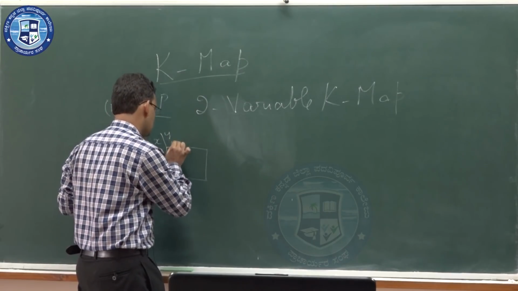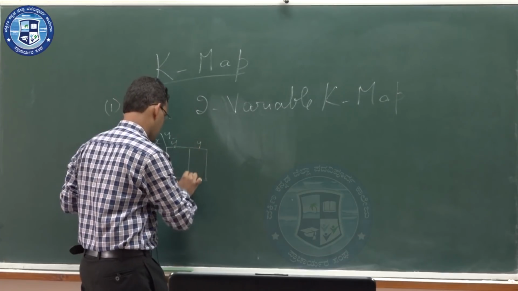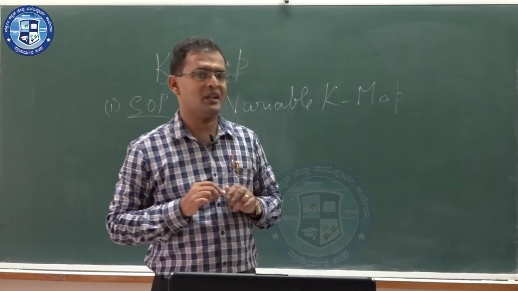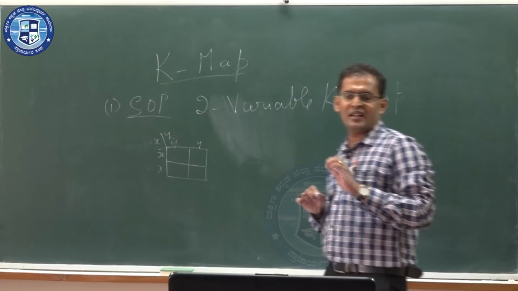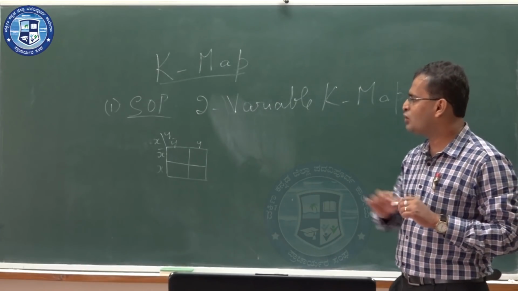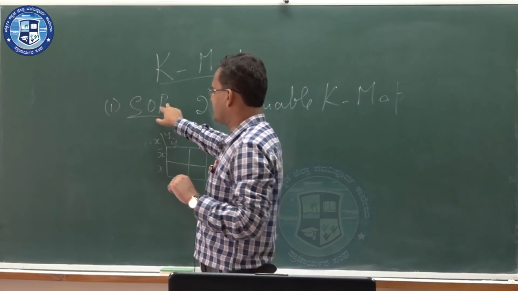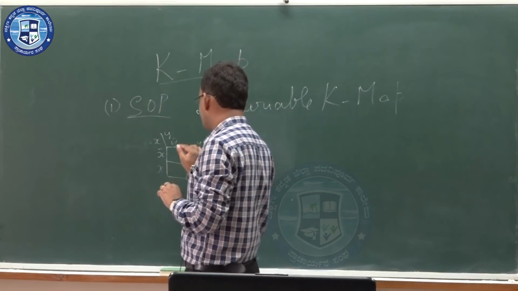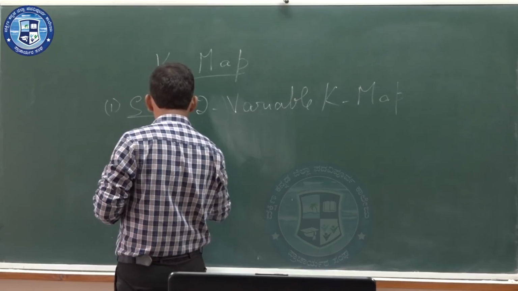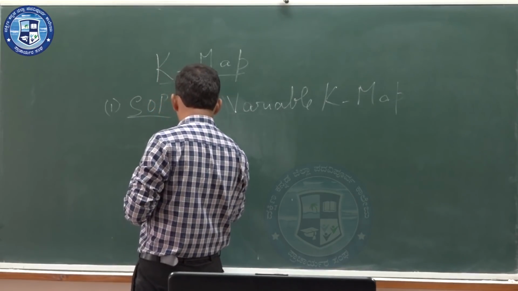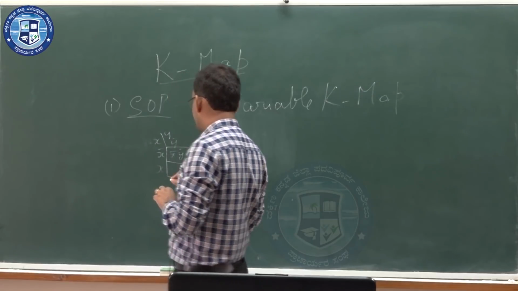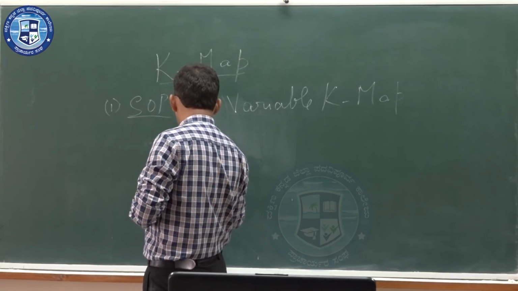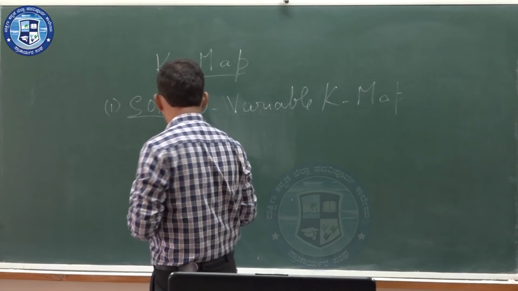X bar, y bar, y. Now, how is it possible? I just told you K-map is nothing but a graphical display of the fundamental products in the truth table. Now, 2 variable K-map. In SOP we know that x is equal to 1 and x bar is equal to 0. So, here x bar y bar means it is 0 0, x bar y that is 0 1, x y bar that is 1 0, x y that is 1 1.